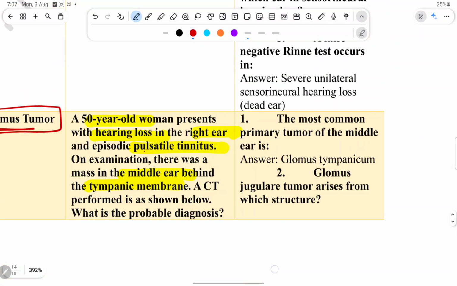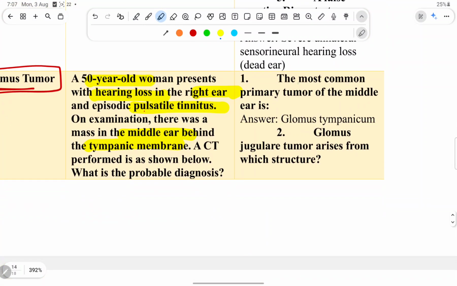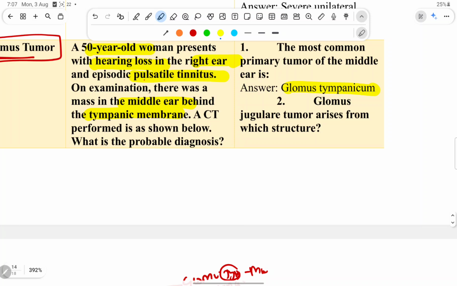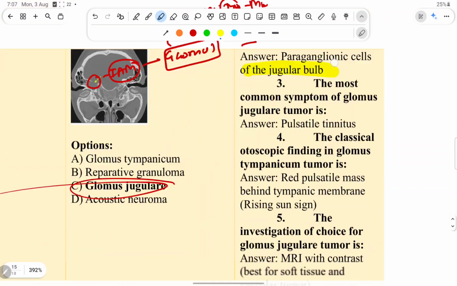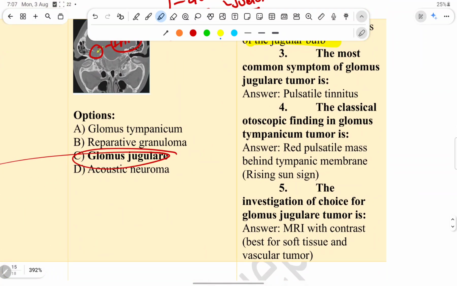Okay, let's see the other questions. The most common primary tumor of the middle ear is glomus tympanicum, since it is present in the middle ear cavity, I have also already mentioned. Glomus jugulare arises from which one? The jugular bulb. Jugular paraganglion cells of the jugular bulb. The most common symptom of glomus jugulare tumor is pulsatile tinnitus.